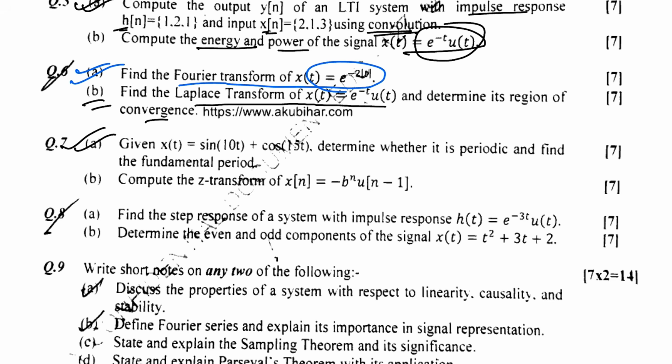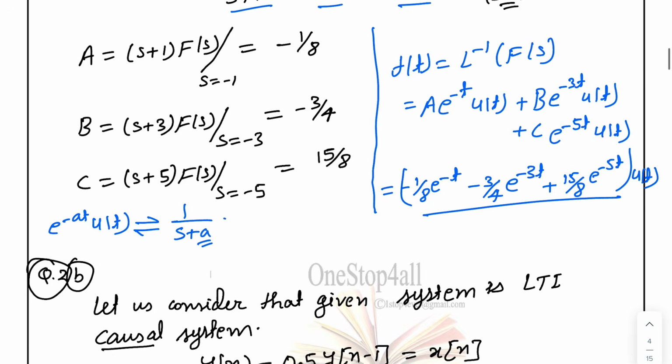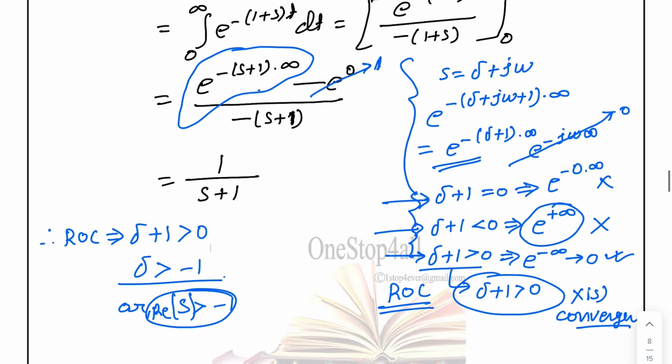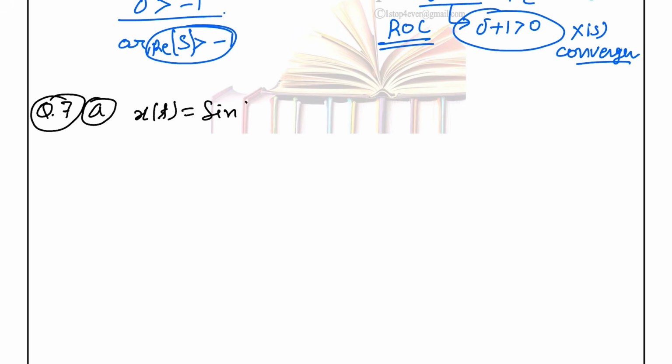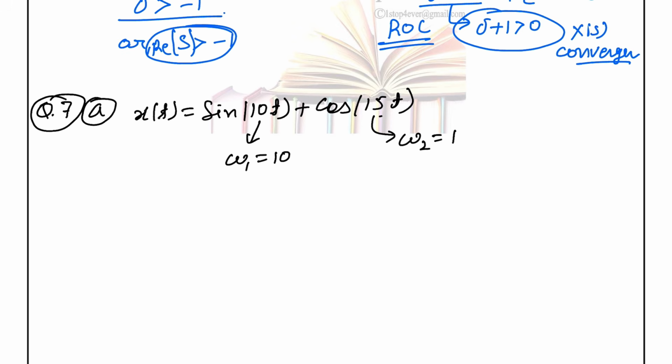Okay, 7a. In 7a, x of t is given; determine whether it is periodic and find its fundamental period. It is the same as the objective portion we already solved. It is easy, the same as the objective question. So, question number 7, part A. X of t is already given, that is x of t equal to sine of 10 t plus cos of 15 t. So, here omega 1 is 10, and for cos of omega t, omega 2 will be 15.